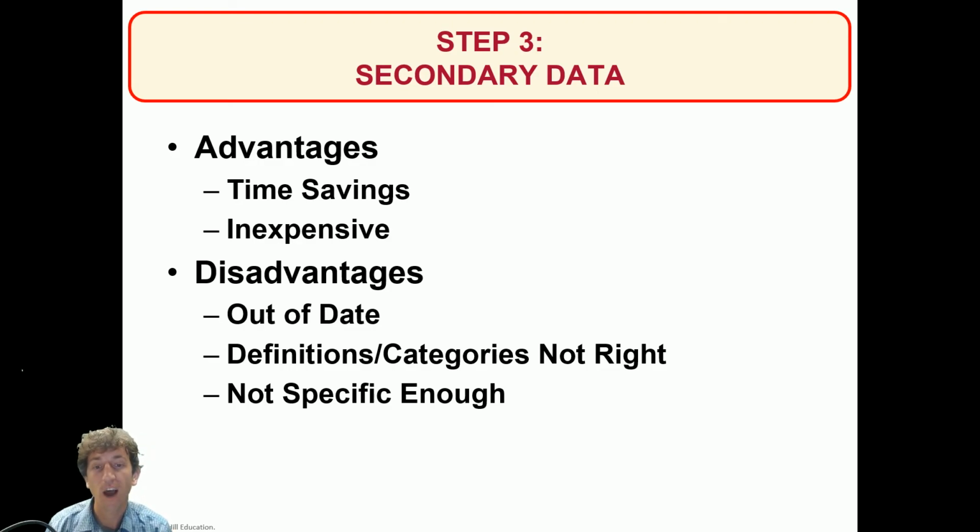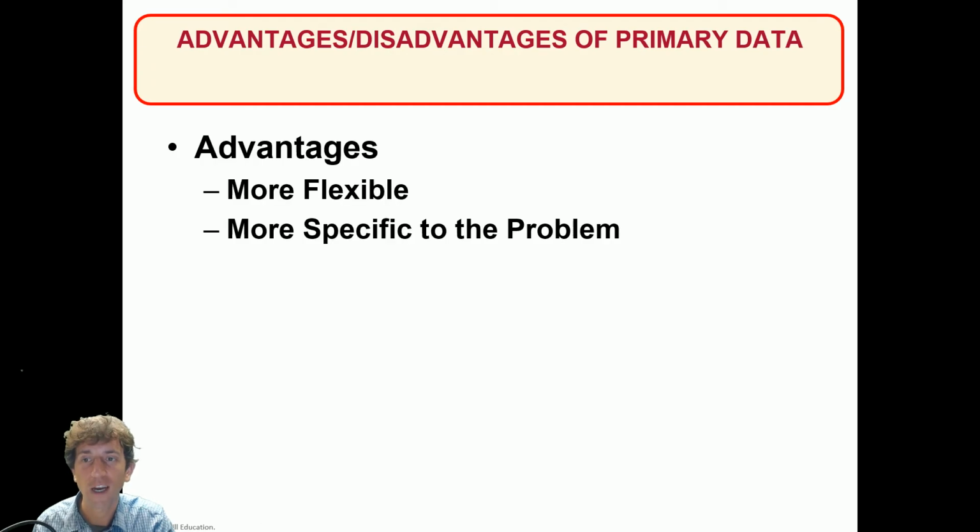Definitions and categories not right. Yes. So you might be trying to find out who drinks soda, who drinks caffeinated soda, and maybe the data only tells you who drinks soda. And so that information isn't useful to you because you're trying to break it down into caffeinated versus non-caffeinated, caffeine versus no caffeine. So when you have secondary data, you're at its mercy. You can only use what's in front of you. And if the question you're trying to answer isn't answered in this secondary data, you can be left having to do primary data. And similar to the last point, not specific enough.